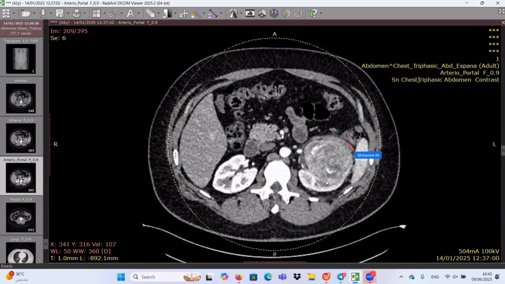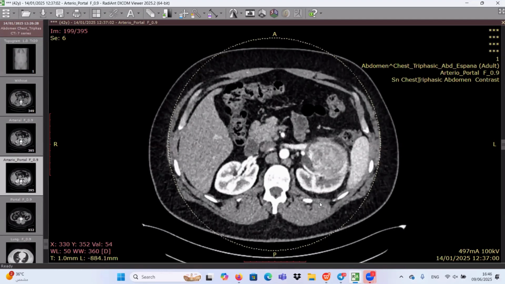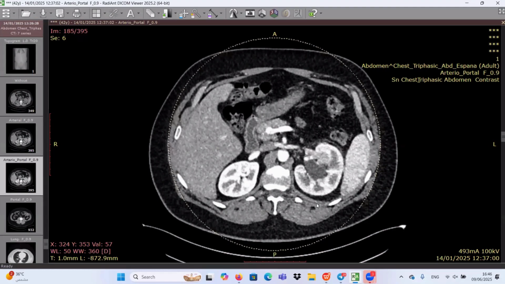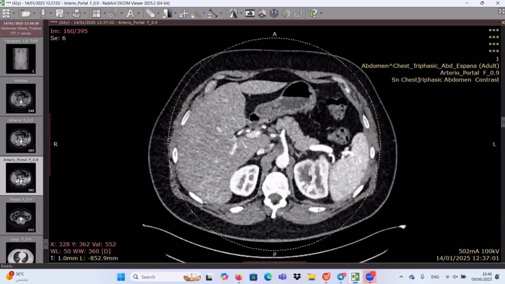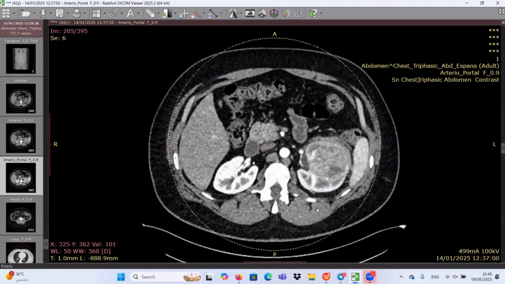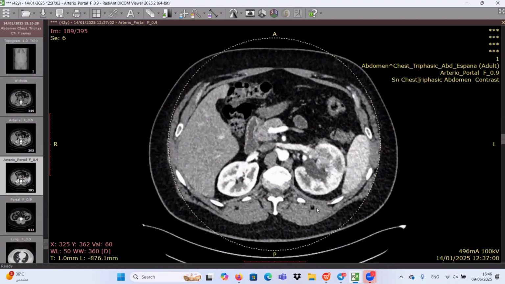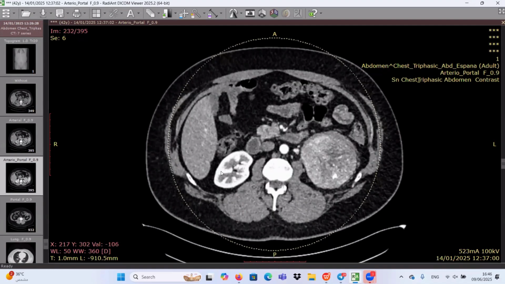This is the Gerota fascia. And we have here small extension along the perinephric space, but as you said, it doesn't extend beyond the Gerota fascia. It doesn't invade the colon, the spleen, or the pancreatic tail. Also, the adrenal gland is not involved. The main renal vein is still patent. It's very close to the renal artery branches here at the renal sinus. We should measure the maximum diameter of the mass.